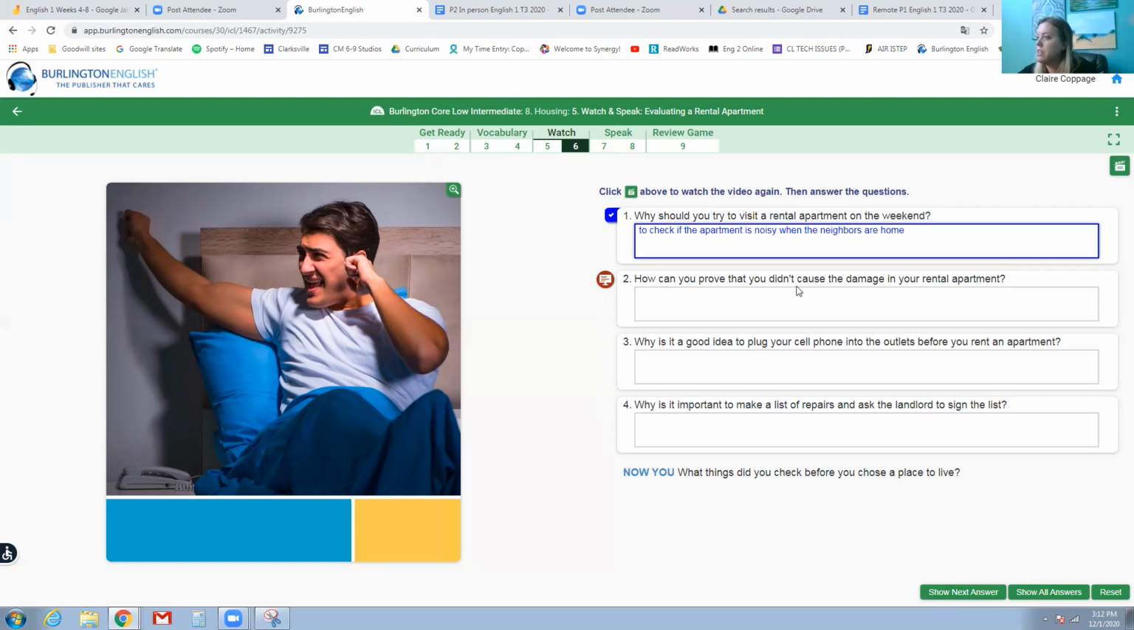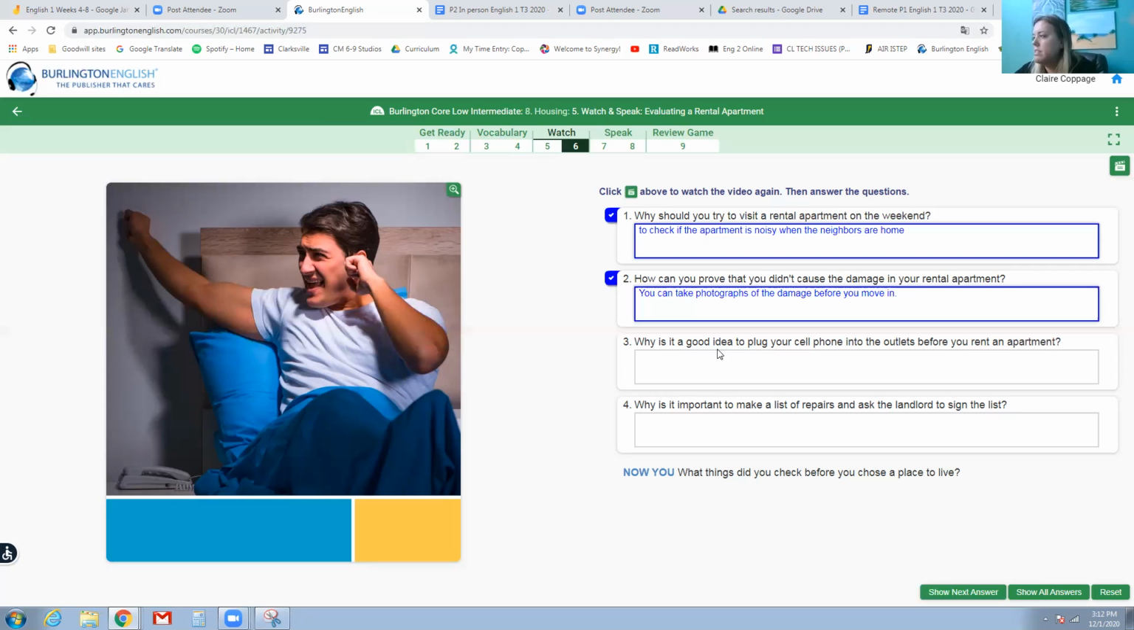How can you prove that you didn't cause damage in your rental apartment? Sally suggested taking pictures. And using your cell phone for pictures is a good idea because it has the time stamp on it, the time and the date.